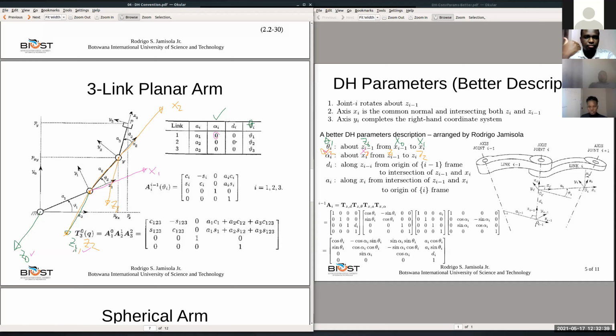If z2 was there, then there would be a rotation of alpha 2. Do you see that? If z2 was in that direction, then there would be that alpha 2 angle. But there's none because z2 is not there. Z2 is here. So that's why it is 0.